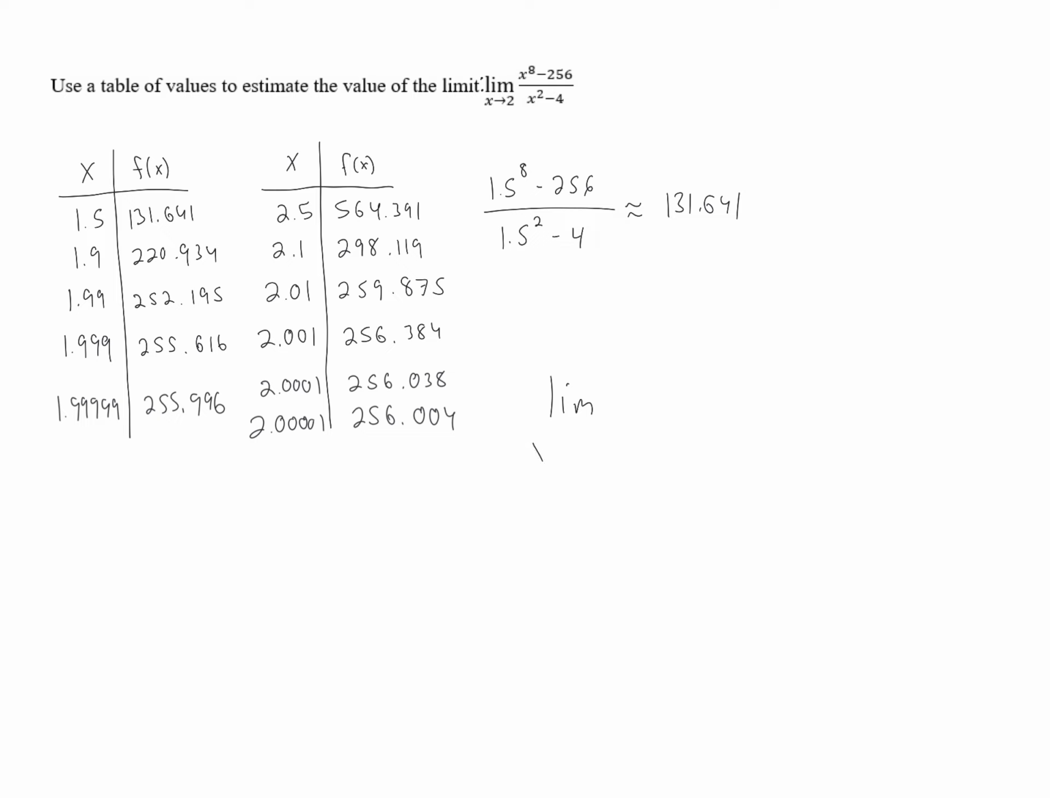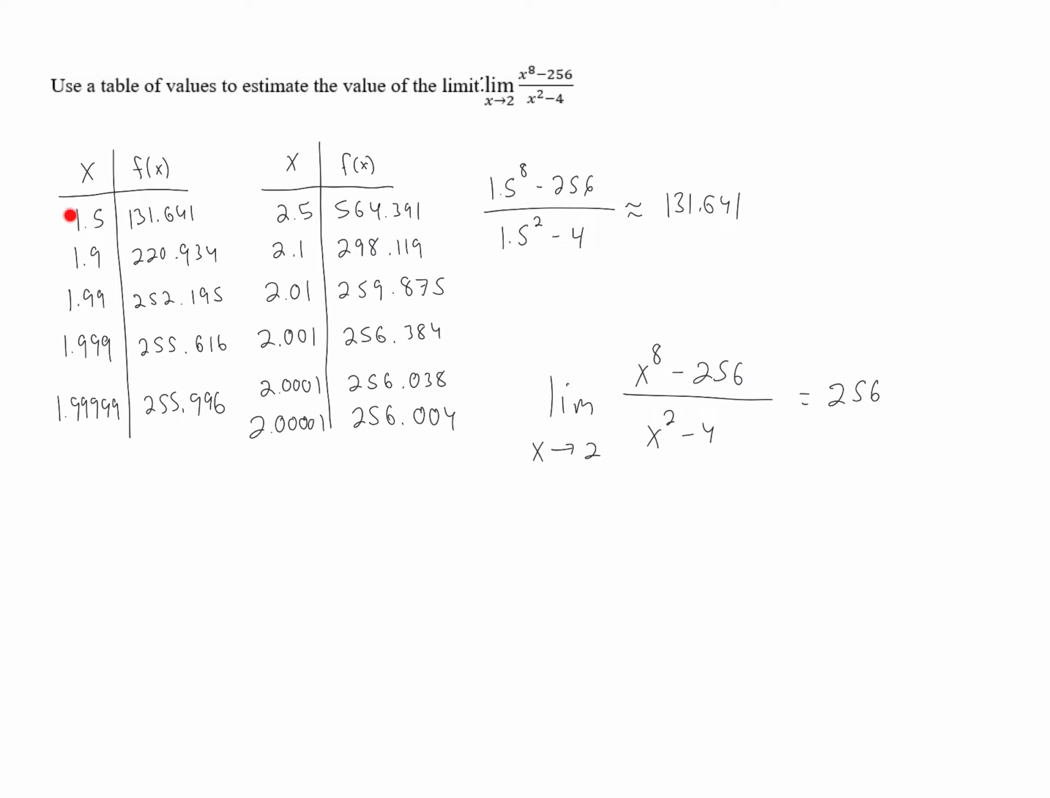So the limit as x approaches 2 of x to the 8th minus 256 over x squared minus 4 does appear to be 256. The reason we are making tables of values and we're not just looking at one number that's above and one number that's below is because we want to see the patterns. We want to get several data points to see what's going on.